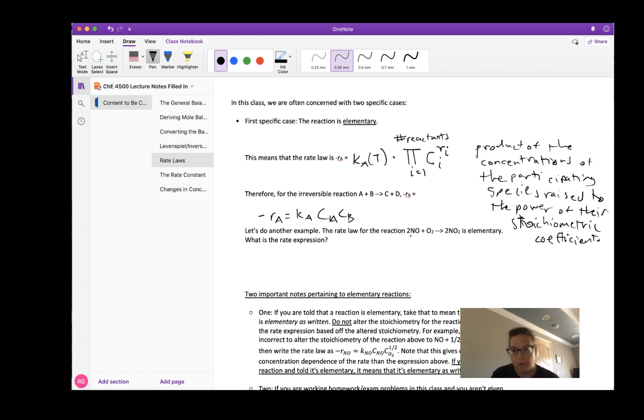So let's do another example. I have this reaction here, the nitric oxide oxidation reaction. This so happens to be the reaction that I spent 5 years thinking about during my PhD. So this reaction here is elementary, or at least in this example it is. So what is the rate expression?